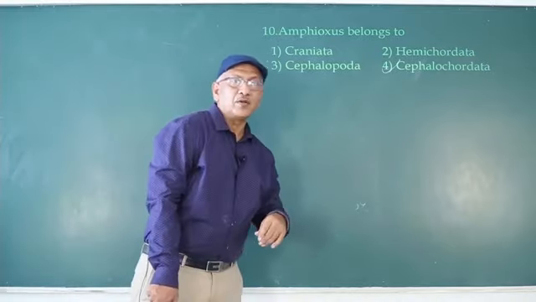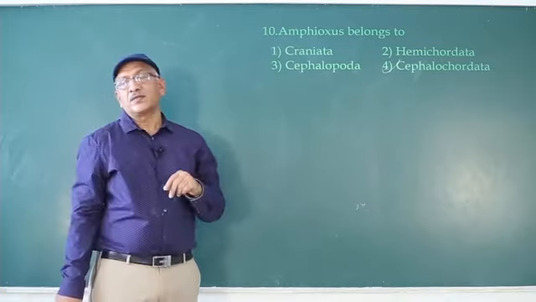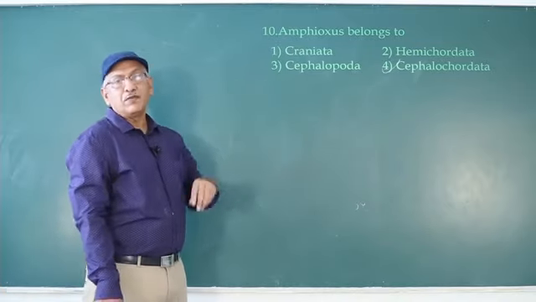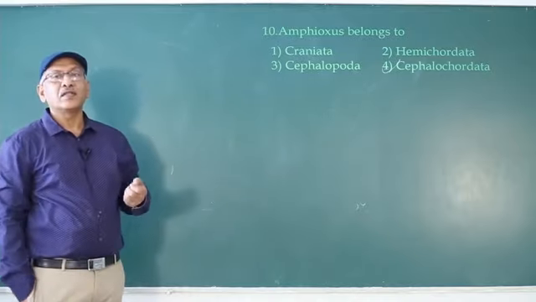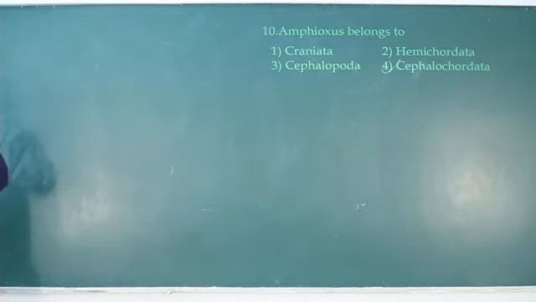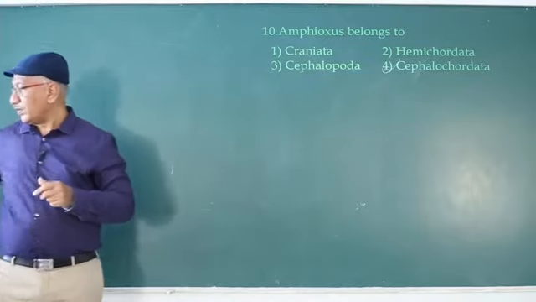Amphioxus belongs to cephalochordata. Flame cells: protonephridia with flame cells perform excretion in Amphioxus. Next question.